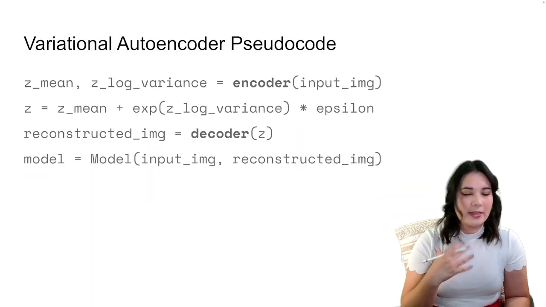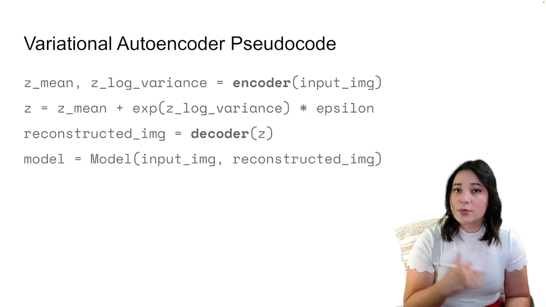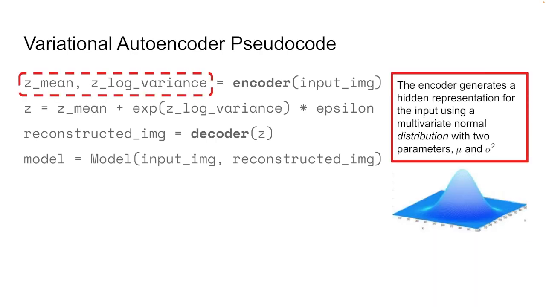If your brain thinks a little bit better in code than it does math or images, let's go over some pseudocode for what a variational autoencoder actually does. So the first part we're going to look at is the encoder. The job of the encoder is to learn the mean and the log variance of the distribution of the hidden representation. Remember, our hidden representation is just a multivariate normal distribution, and the job of the encoder is to learn what the mean and the variance of that distribution is.